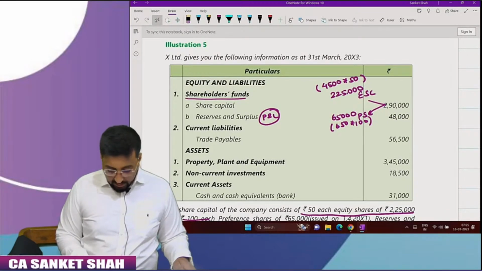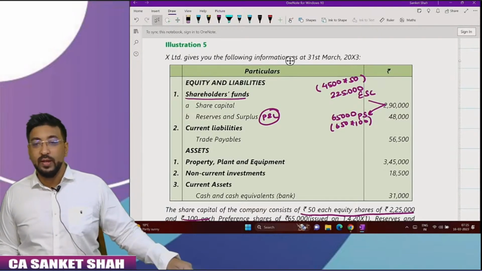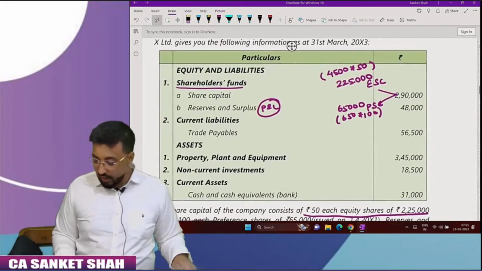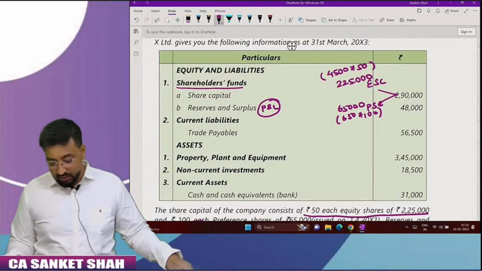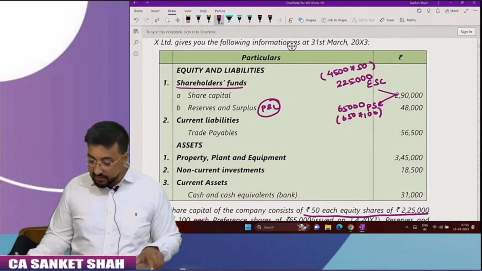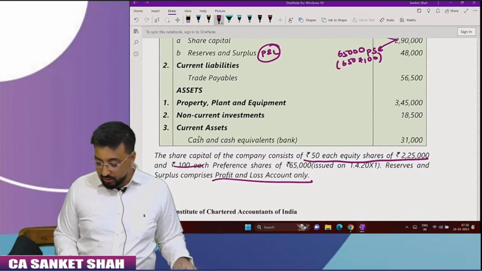Illustration number 5. X Limited gives you the following information on the 31st March 2003. So, yes, the balance sheet is given. I think we have divided it. Share capital, already we have divided: 2,25,000 and 65,000 preference share capital. Reserves and surplus consist of only P&L. Trade payable is there, property, plant and equipment, non-current investment, current assets.